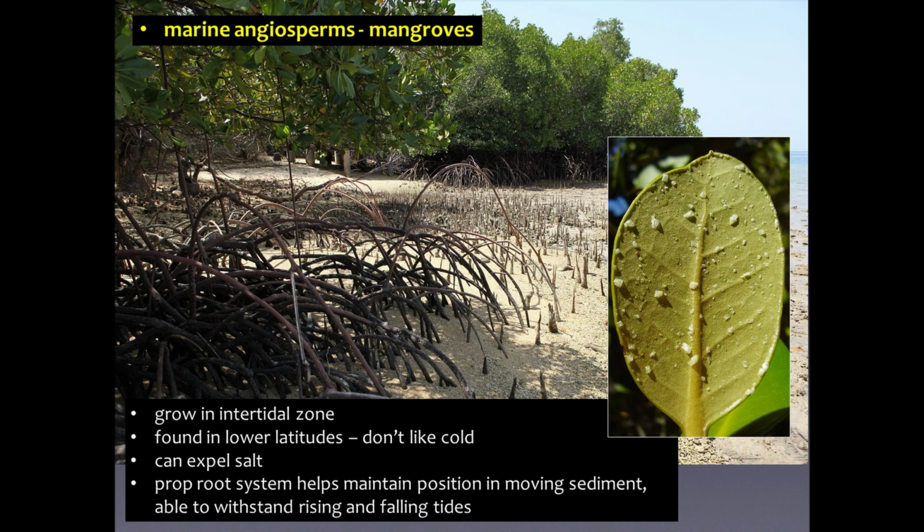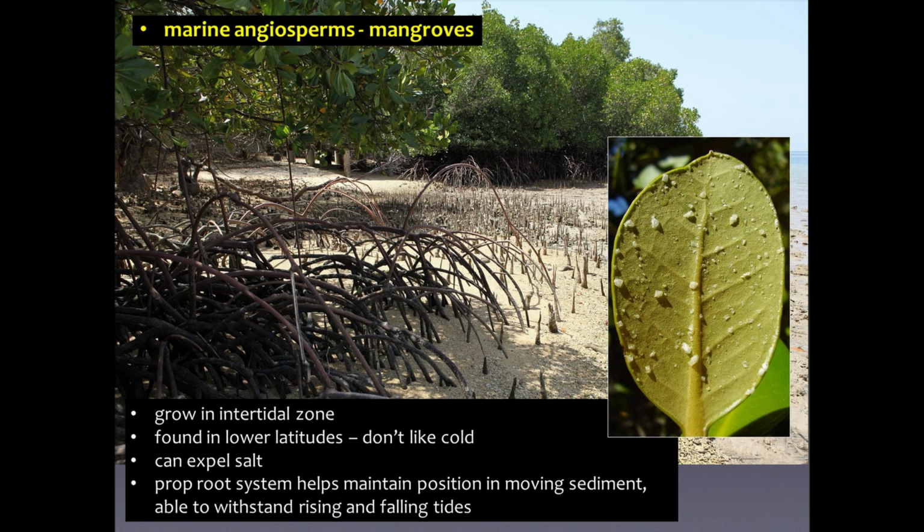They also have this really unique prop root system. We see it here in the larger picture that helps it maintain its position in sediment. Remember, this is sand here, so this substrate that it's growing on is constantly moving and shifting, and the roots allow it to withstand and maintain its position while water rises and falls during tides. And it actually provides a really excellent buffering system against storm waves and even tsunami waves.